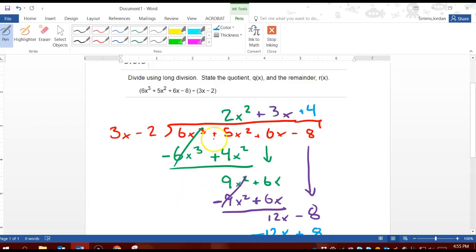So our answer, q of x, is right here. It's always the quotient, q of x. That's where that term comes from, the quotient of this function. And the remainder, r of x, there is no remainder. It's 0. Okay, so I hope that helps. If it doesn't, let me know.